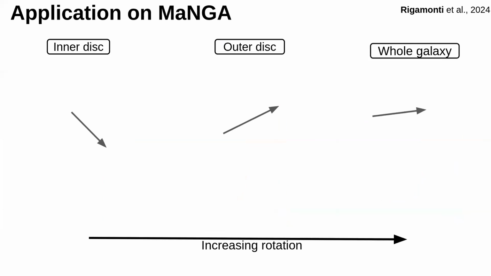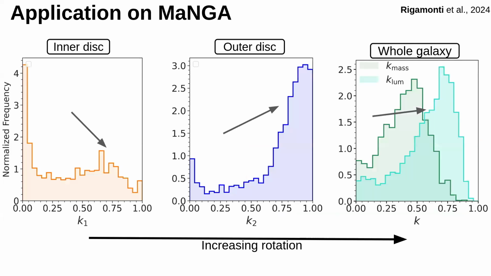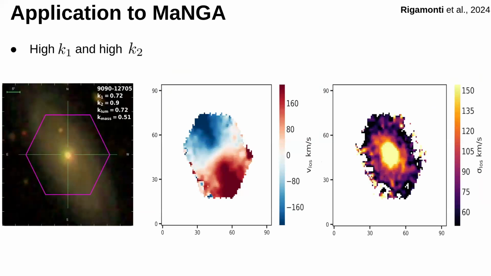Now, the last example is when K1 and K2 are both indicating rotational support. This again is a galaxy which is overall rotationally supported, but compared to the case before, there is a much steeper gradient in the velocity in the central region. So if you want, this is an example close to the one that I showed at the beginning. And this is possibly indicating that the bulge that you are looking at, or the inner central region, has a strong rotational support.